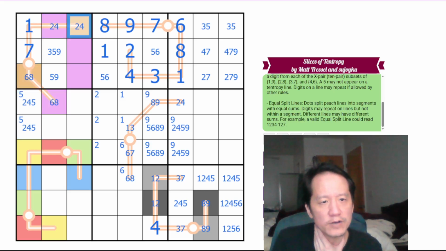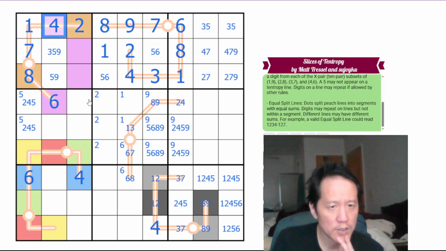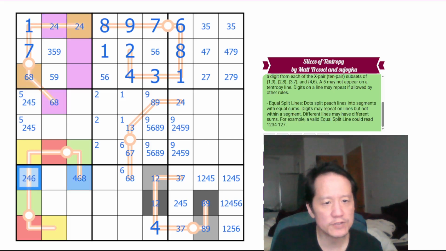Wait, but we know that already. That's if this is 6 and this is 4, right? That makes this 8, 2, 6, and 4. So it's the other way that we want it, right? We want this to be 4 and this to be 6, which means this cannot be 4. This has to be 8, and this is 2.